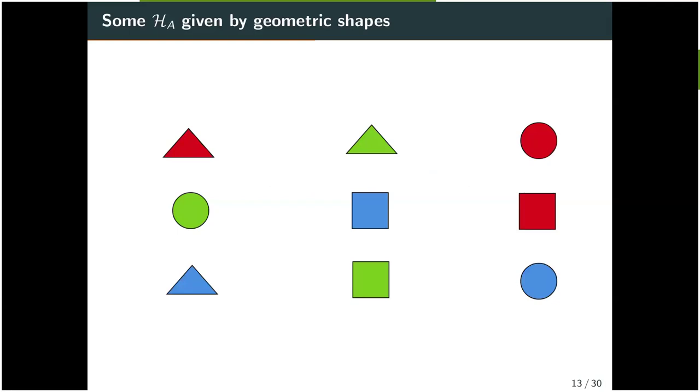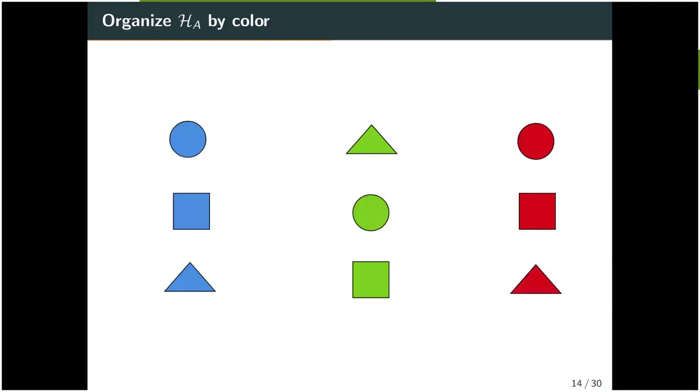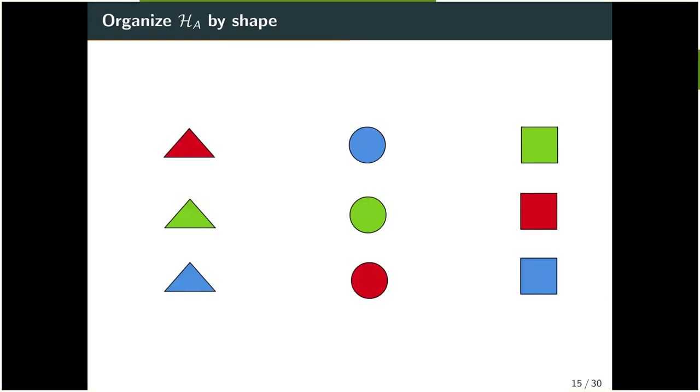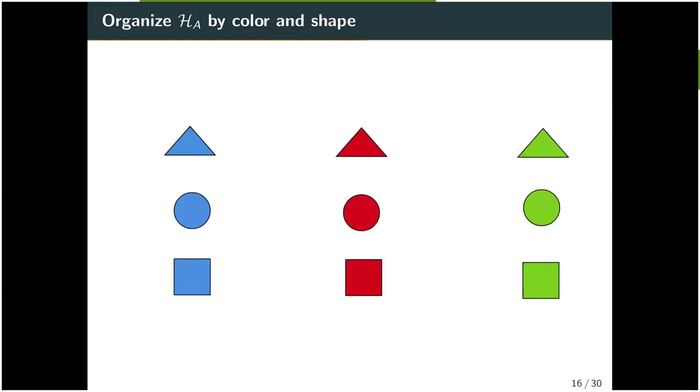But before we go there, let me just remind you a bit. Here it's a bit redundant to do so. But how do we think of symmetries? I want to think of symmetry as an organizing principle. Suppose I'm given a vector space, so Hilbert space HA, for instance, which is given by these geometric shapes. You have triangles, circles, squares, and you may even have different colors. Then you can organize this either by color, or by shape, or if you're really good, so if your symmetry algebra is really large, you can do both at the same time. So these are just different examples of representations.